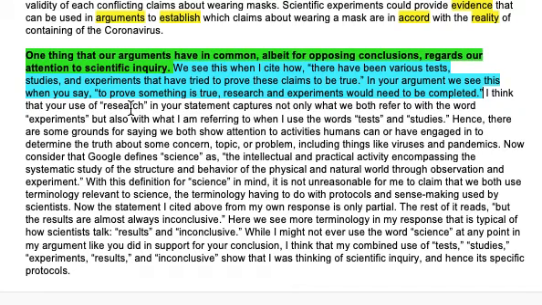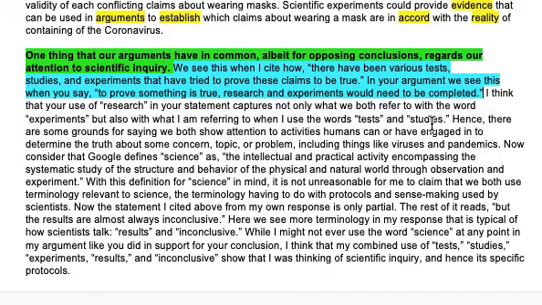I think that your use of "research"... so remember what I said about putting words in quotation marks? You do that when you want to mention a word and talk about a word, but you're not using the word. So here they're talking about the word research, right? That's why it's in quotation marks. In your statement, so they're unpacking their peer's statement, captures not only what we both refer to with the word experiments, but also with what I'm referring to when I use the words test and studies.